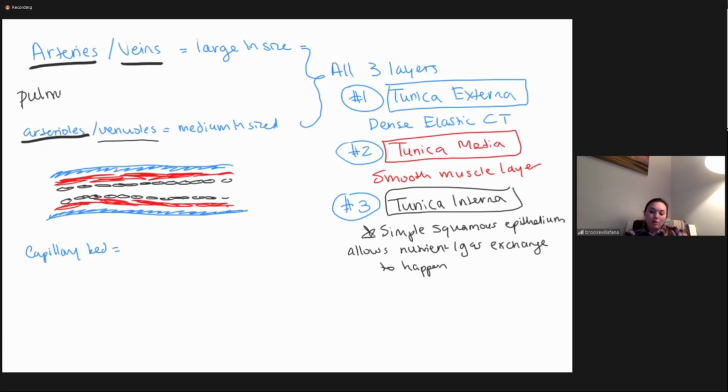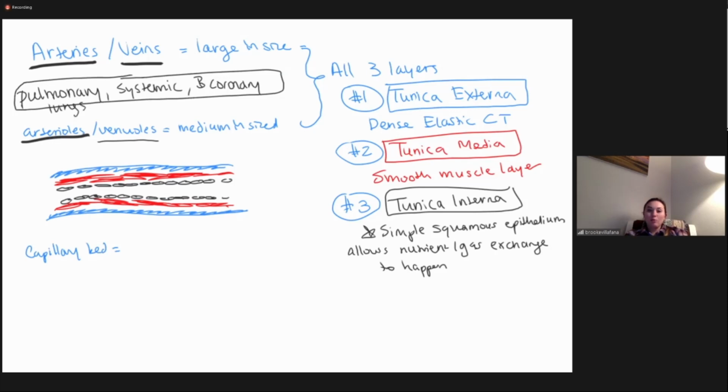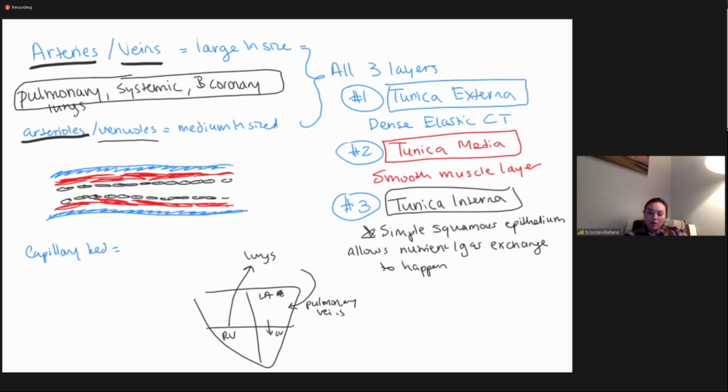Okay, so this is true for pulmonary, systemic, and coronary circuits. So remember how we talked about the pulmonary supplies the lungs with blood? It goes from the right ventricle, pumps to the lungs, comes back to the left atria, then goes down to the left ventricle, and that was the pulmonary. So those have the same vessels: pulmonary arteries, pulmonary arterioles, pulmonary capillaries, and then this was coming back as pulmonary veins, right? Remember how we said arteries always go away from the heart. This is really important for your exam, right? Arteries always go away from the heart.